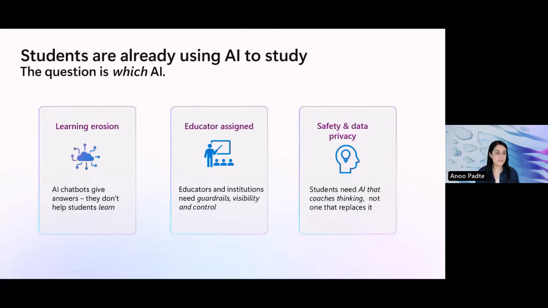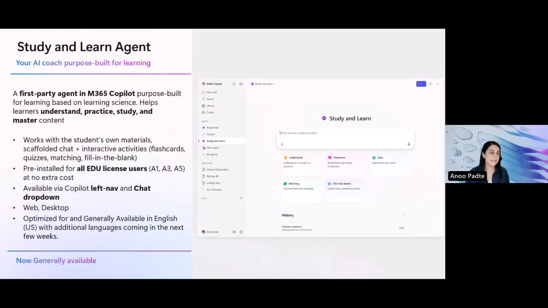And it is with these concerns in mind, as we've heard of them, that we built the Study and Learn agent. The Study and Learn agent is now generally available in US English. We are going to be adding new languages soon. But what is it? It is your AI coach built for learning. It's not just Copilot Chat. It's not just ChatGPT. It's not going to just do work for you. It is going to make you pause, think, understand. It's going to lead with questions. It'll work with students' own material. And then it makes learning interactive by including a number of interactive activities, flashcards, quizzes, matching, filling the blanks, and you'll get to see them today and also try them.